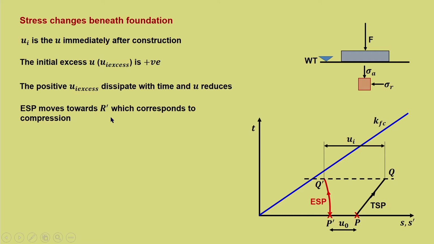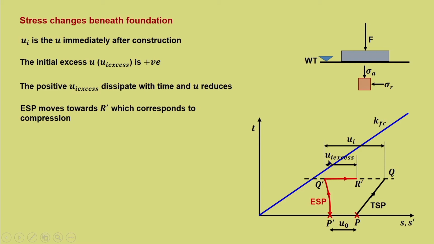This ESP moves towards R dash, which corresponds to compression of the soil mass. As the soil gets compressed because of dissipation of pore water pressure, it moves towards R dash, and that is in this direction, given by R dash, because there is no more shear stress getting added, because the foundation load has been fixed, that is the maximum, that is Q dash. But because of reduction in pore water pressure, that gets affected in S dash.